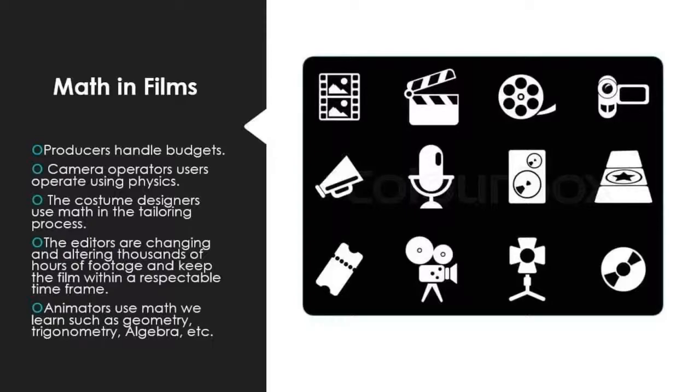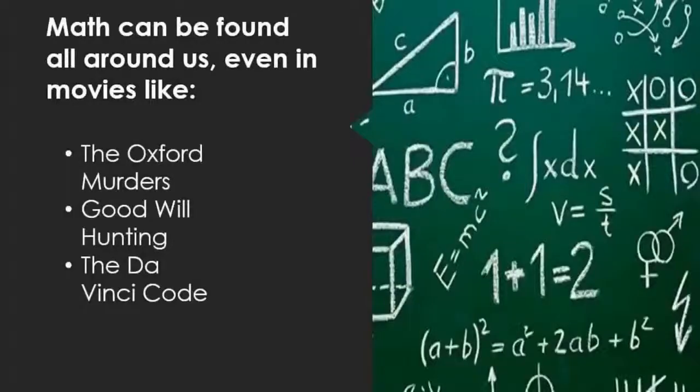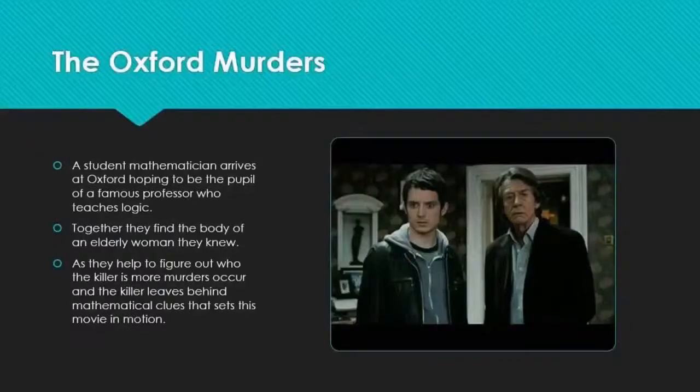Math can be found all around us, even in movies like The Axe for Murders, Good Will Hunting, and The Da Vinci Code. In The Axe for Murders, a student mathematician arrives at Oxford hoping to be the pupil of a famous professor who teaches logic. Together they find the body of an elderly woman they knew. As they help to figure out who the killer is, more murders start occurring, and the killer leaves behind mathematical clues that set this movie in motion.